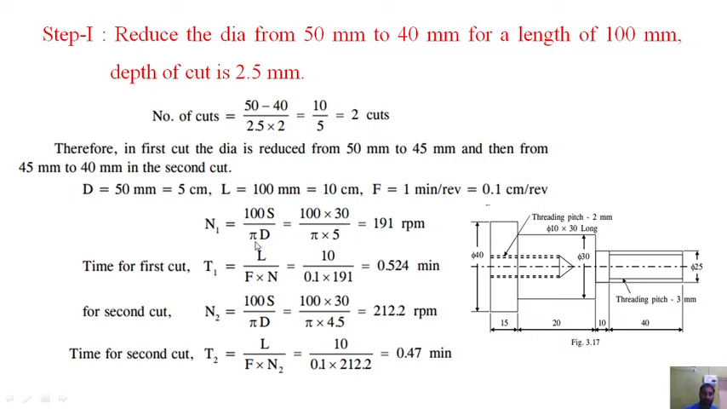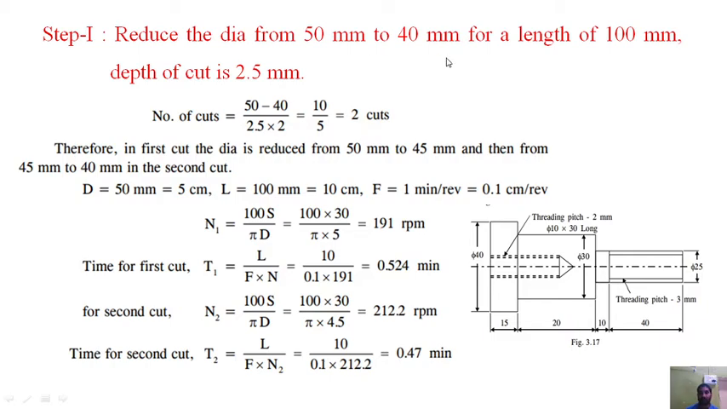For the first cut, T1 equals L divided by F into N. L is 10 centimeter and feed is 0.1 and N is RPM, which we got as 191. So the time for the first cut is 0.524 minutes. This is the time required for turning 50 to 45 millimeter.